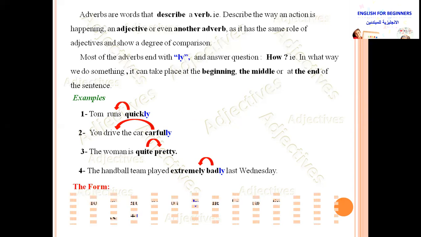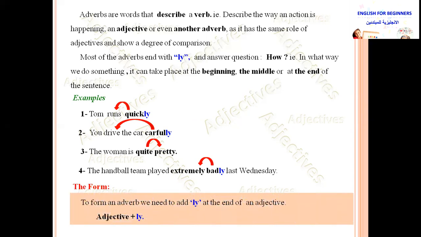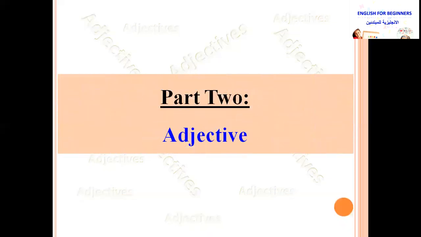The form. So to form an adverb, you need to add ly at the end of an adjective. So we have an adjective, we add ly to it to form the adverb. Part 2. Adjective, which is somehow longer than the adverb lesson.